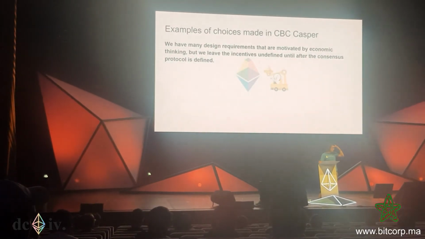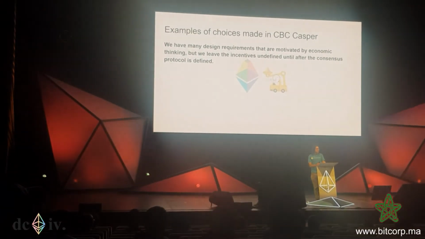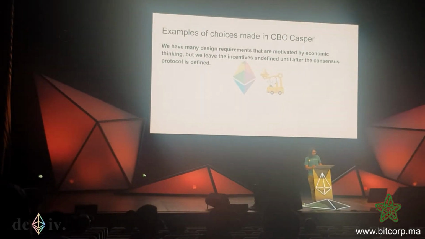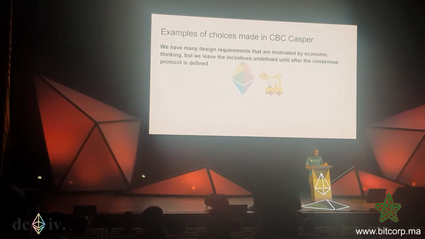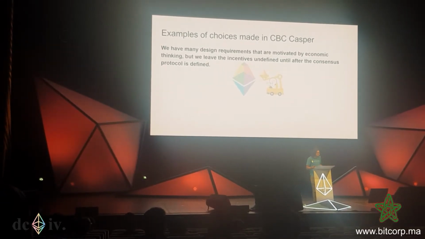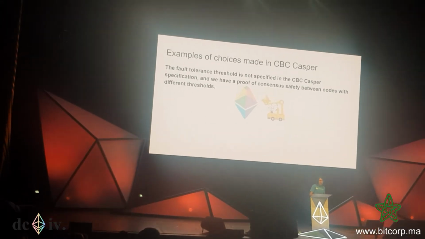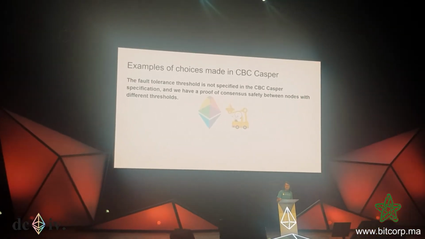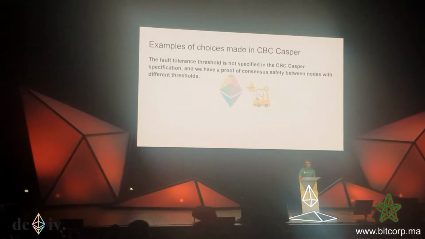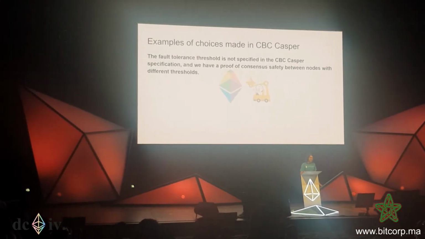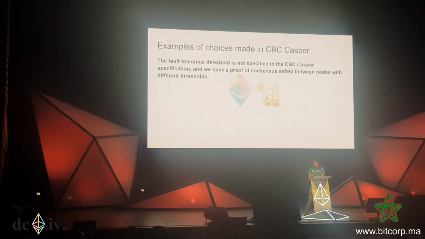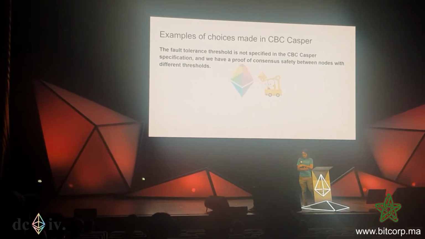And so although we do a lot of economic thinking up front, and we come up with a lot of distributed systems properties that we want based on that thinking, the definition of the incentives is left for later. So, the fault tolerance threshold is not specified in the protocol. It's a decision we made, not an arbitrary decision, and it was motivated by the design requirements that we have.